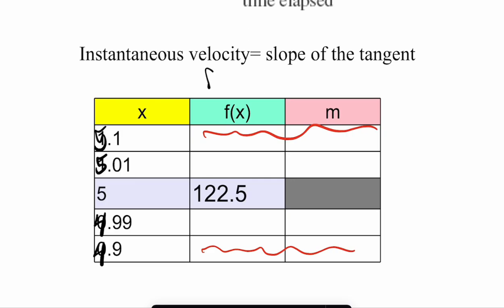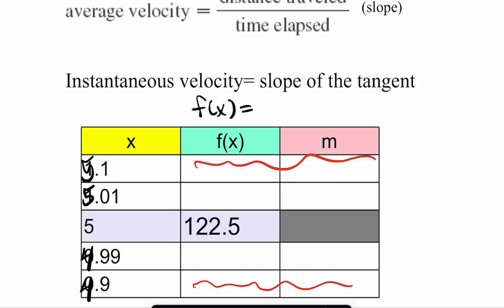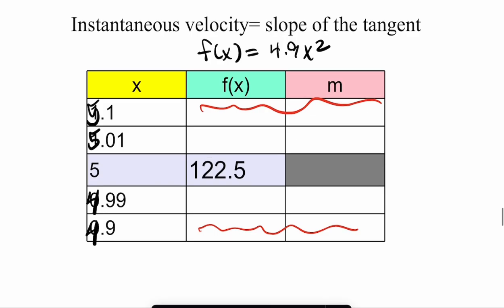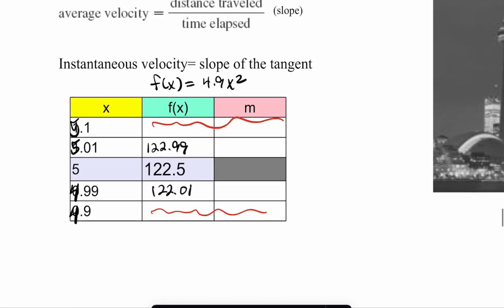So remember our formula for the acceleration here. S of t is a common one that they're going to use, but I'll make it x's so that we got it. Okay. So if I plug in 5.01, so let's do that. 4.9 times 5.01 squared is 122.99. 4.9 times 4.99 squared is 122.01. Okay. So let's find the slope for both of those.